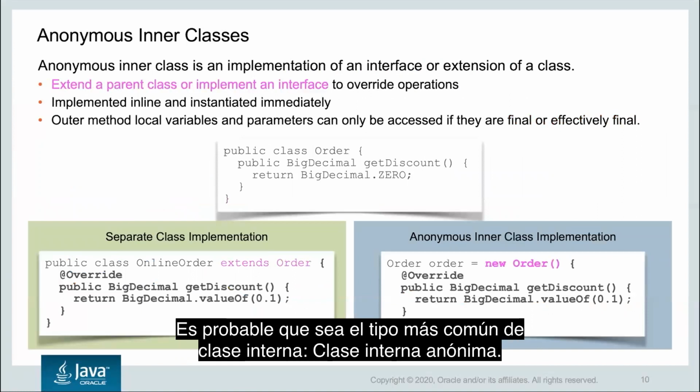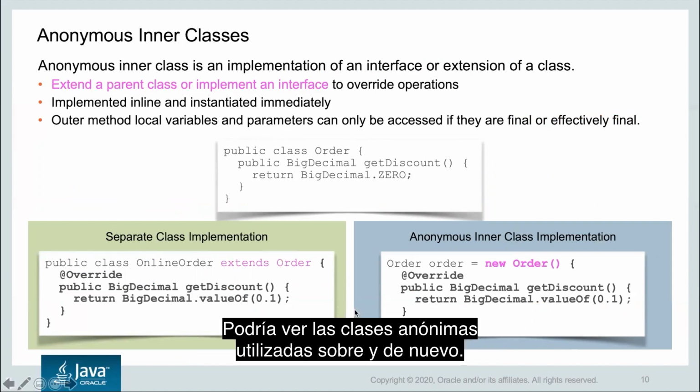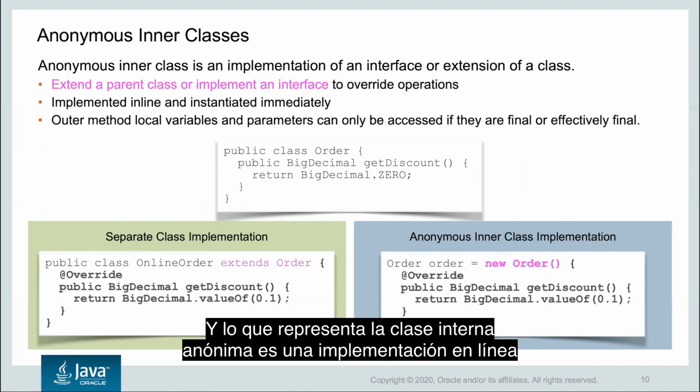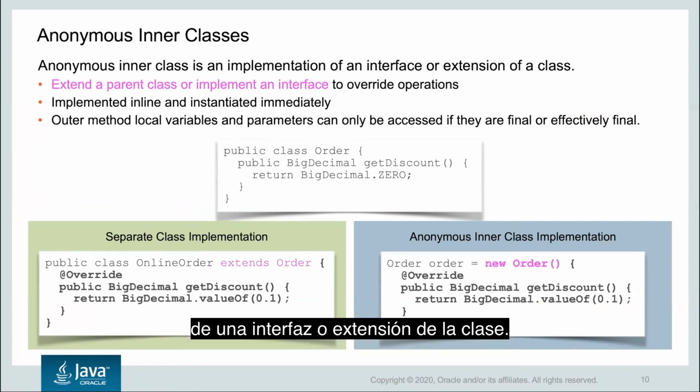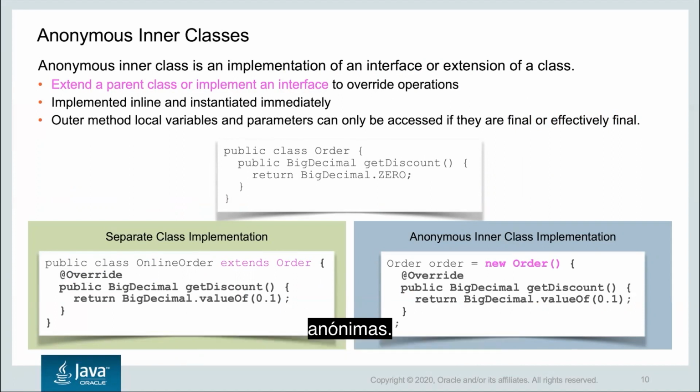Now, this is probably the most common type of inner class, the anonymous inner class. It's all over the place in Java, in lots of different places. You can see anonymous inner classes used over and over again. What an anonymous inner class represents is an inline implementation of an interface or extension of a class. Here's how we come to realize the importance of anonymous inner classes.